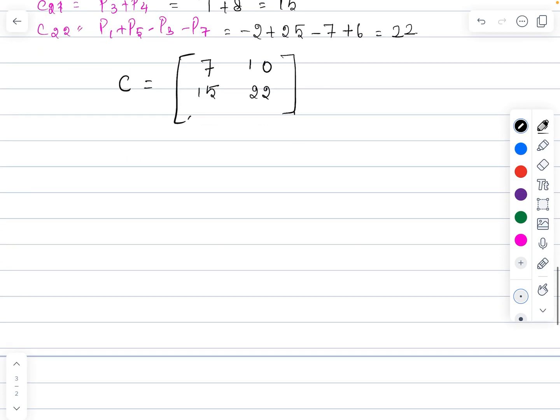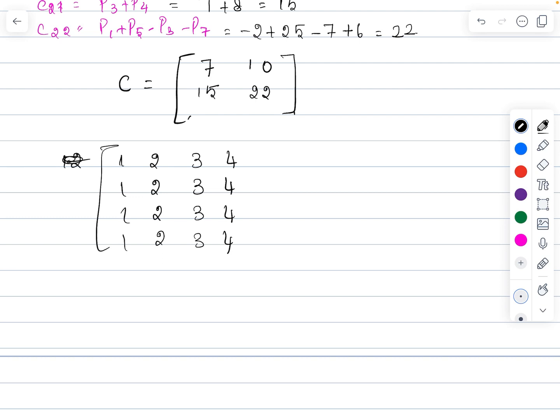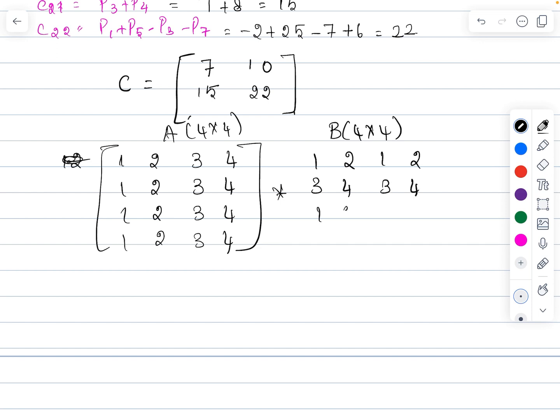Suppose it is 4 cross 4. This is one matrix which is 4 cross 4, the A matrix, and the B matrix size also is 4 cross 4. This is our B matrix. Now how would Strassen's algorithm work? Same formulas only you are supposed to apply.